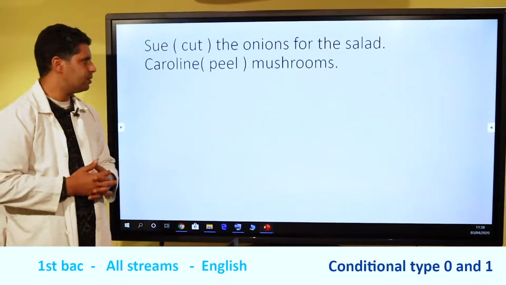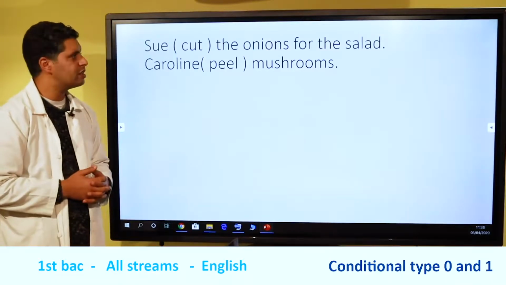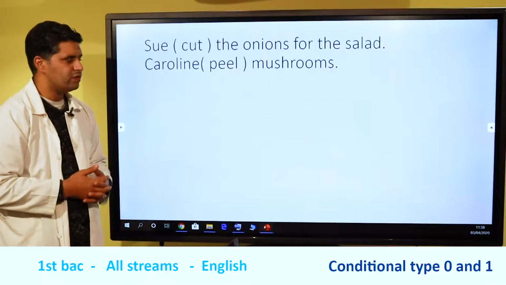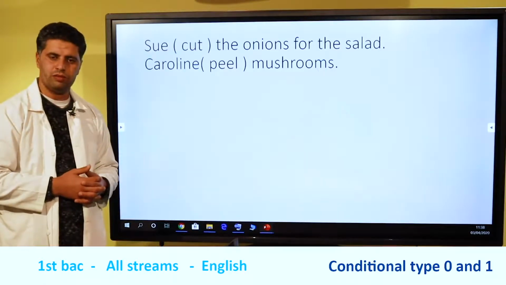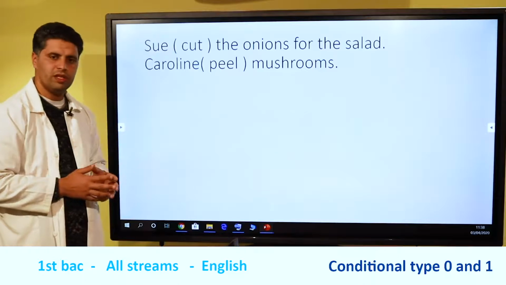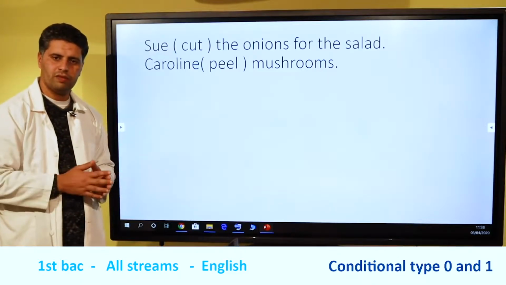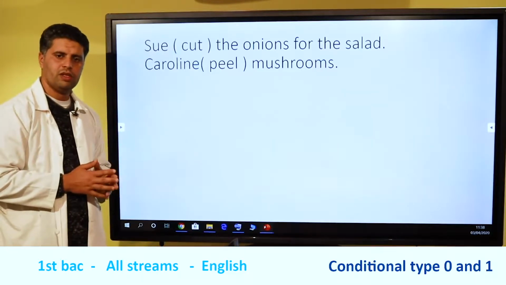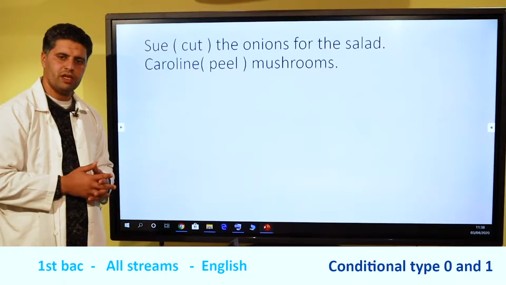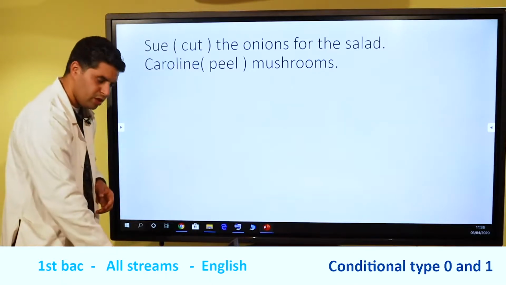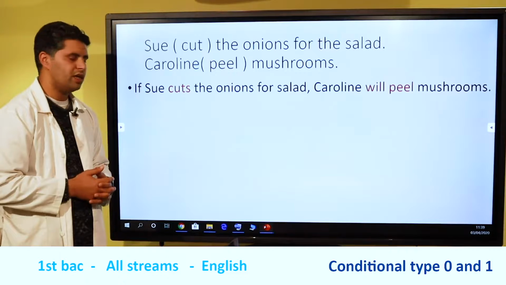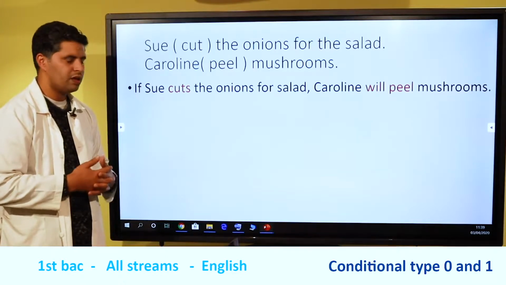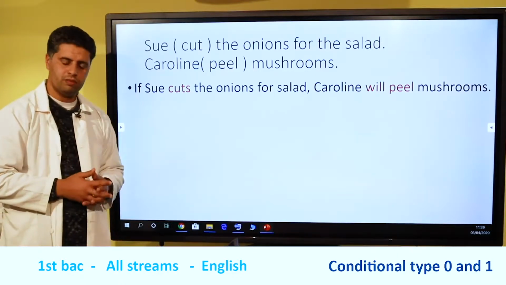Let's take another example. Sue cut the onions for the salad, and here we have Caroline peel mushrooms. So here, as you can see, we have a cause and we have an effect, so we can use conditional type 1. What should we say? We can say: if Sue cuts the onions for the salad, Caroline will peel the mushrooms.